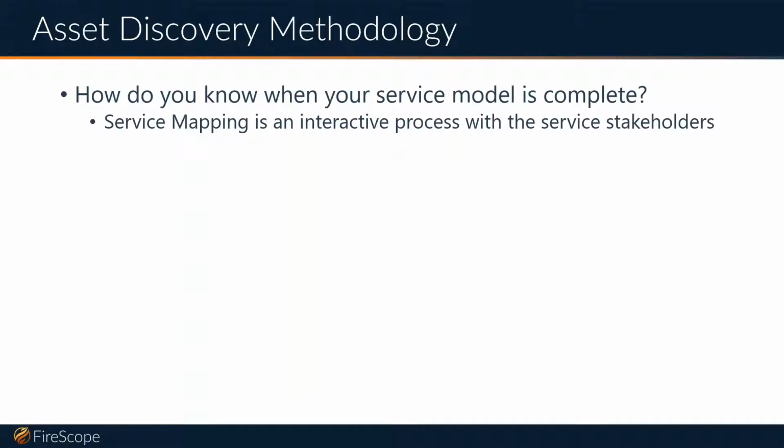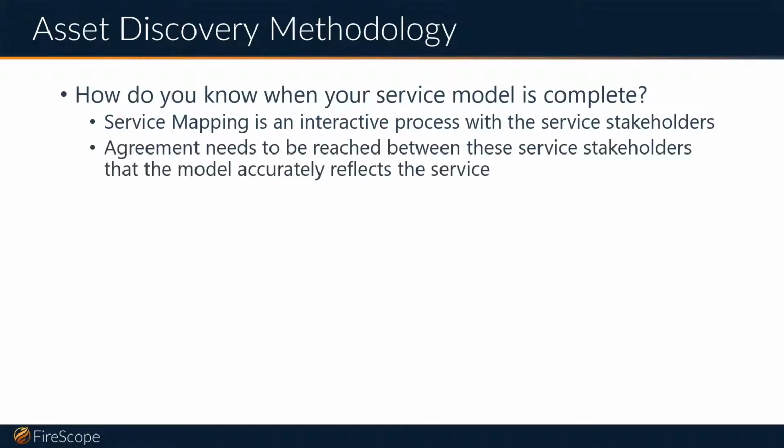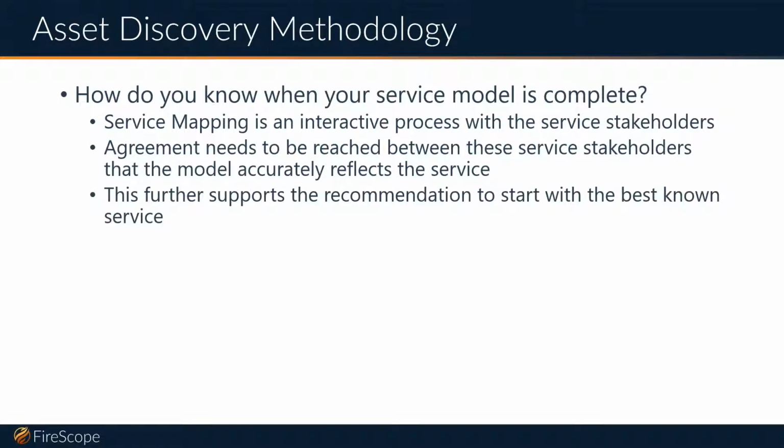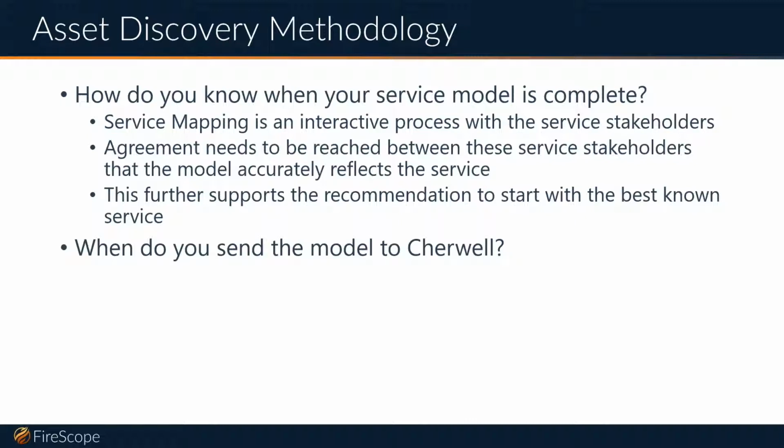Well, the answer is quite simply, you have to get buy-in from the service stakeholders. This is an interactive process, as I described a minute ago, where we're asking them which parts of the service do you want to exclude, what parts do you specifically need. So we need the service stakeholders to understand that when we present what we believe is the complete service, they can approve that and say, yes, it actually is. So agreement needs to be reached between them that the model actively reflects the service. This further supports the recommendations, as I said before, about starting with your best known service.